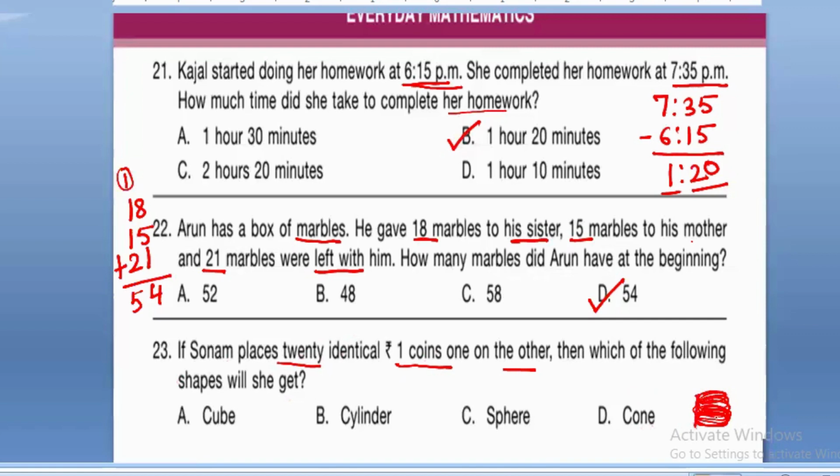Okay, so what shape can you see over here? If she is arranging all the coins like this, what shape is she getting? She is getting a cylindrical shape. So what can we say? Option B, which is cylinder, is the correct answer for that. Okay, now let's move to the next question.